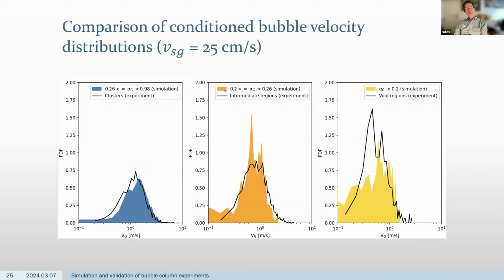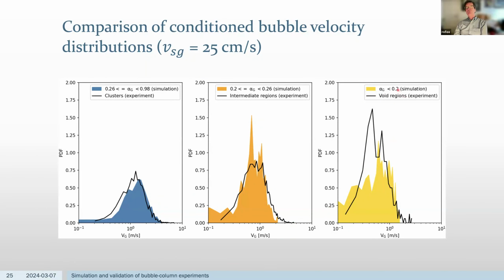In the intermediate regions, where you're near the mean void fraction, we have lots of data there, so we can split that into a fairly tight region. And you can see, again, we get good agreement with what they called their intermediate regions, where, again, the mean velocity is lower, and we get spread towards the lower side, but we get good agreement on the shape of the PDF.